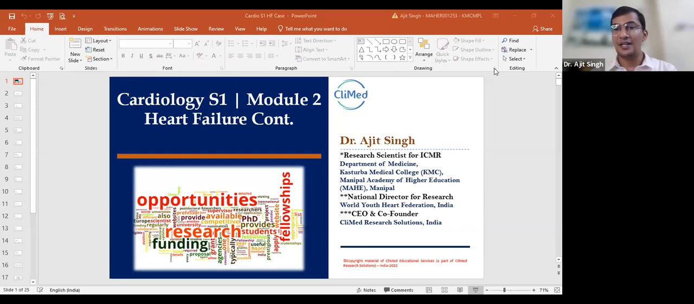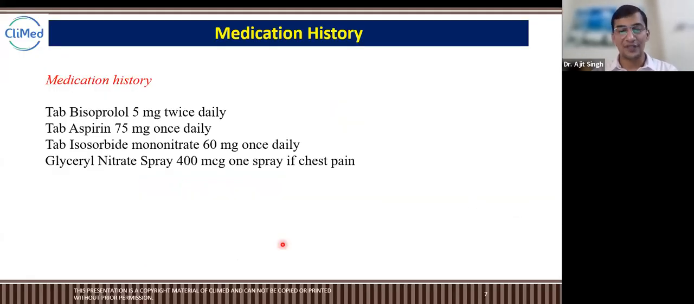What I was asking is, please tell me about the signs and symptoms in this patient. Along with the signs and symptoms, you have to tell me all the risk factors in this patient, and the etiology of heart failure in this patient. So first, let's start with signs and symptoms. Please tell me the complete signs and symptoms you have observed in this patient, guys. Tell me.